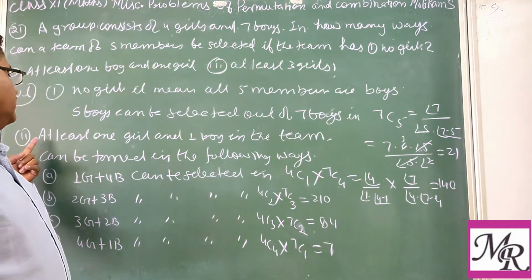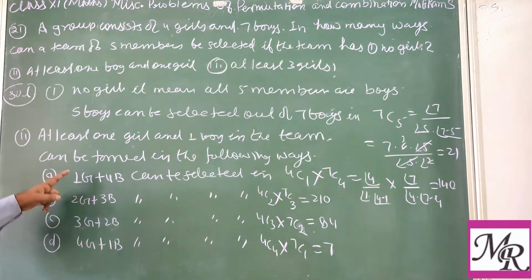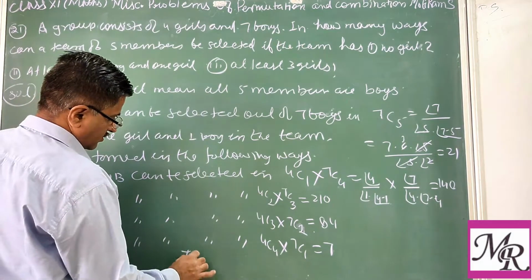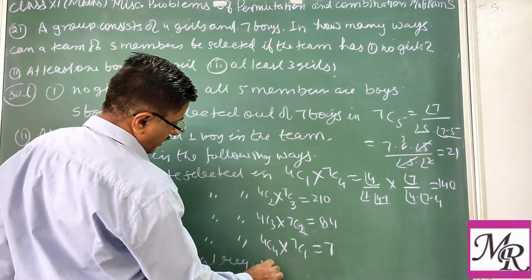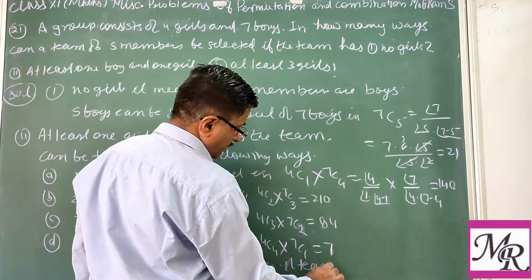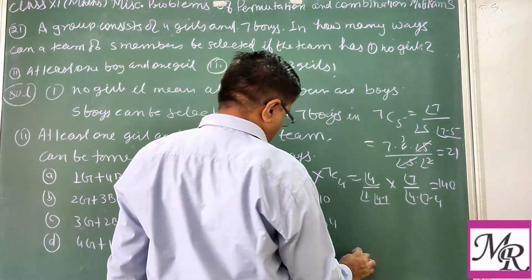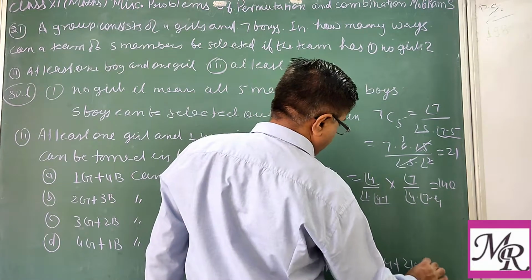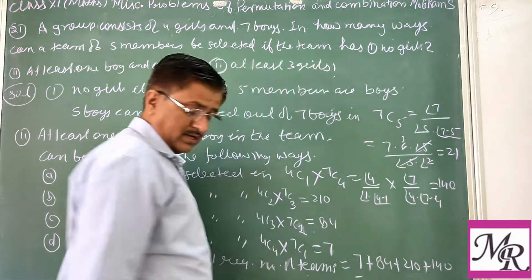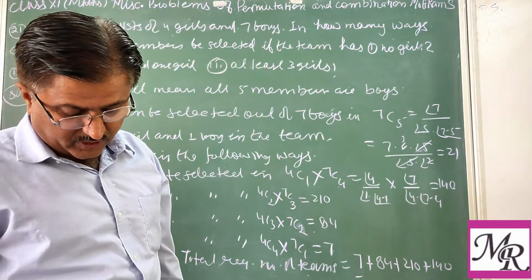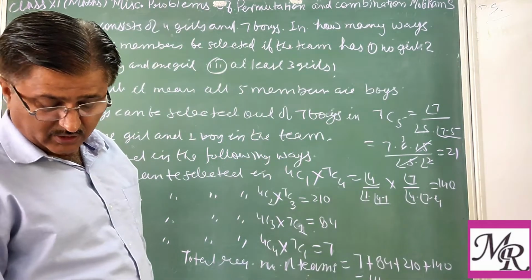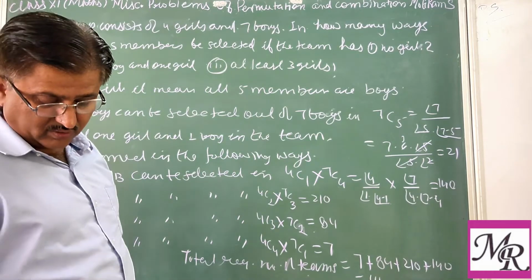So total what we need, at least 1 girl. In all these cases, there is at least 1 boy and 1 girl. So total required number of teams is equal to, you add 7 plus 84 plus 210 plus 140. All cases will be added and that will be 441. Clear? So in this way one can solve.